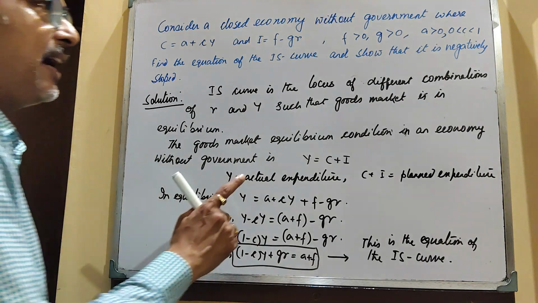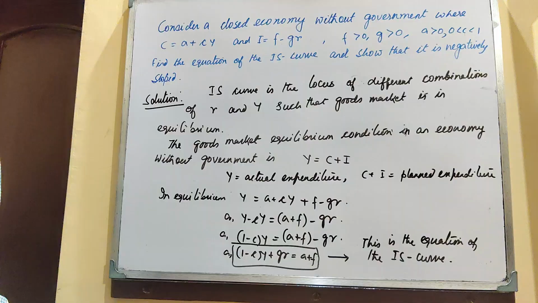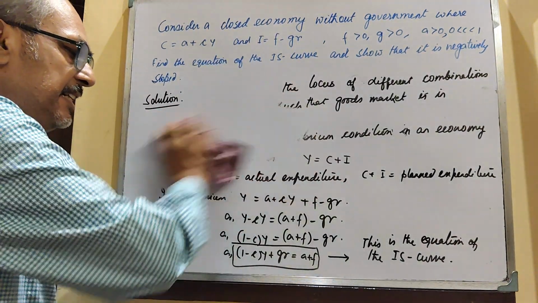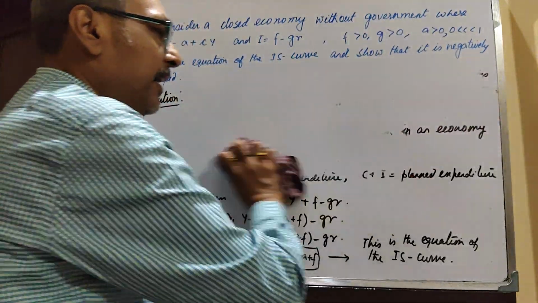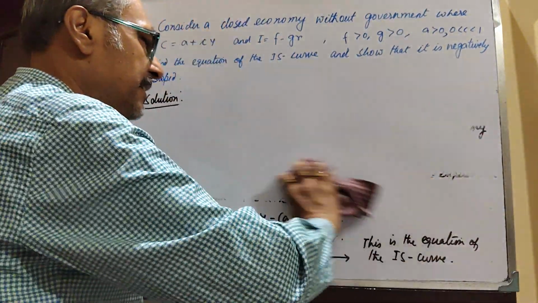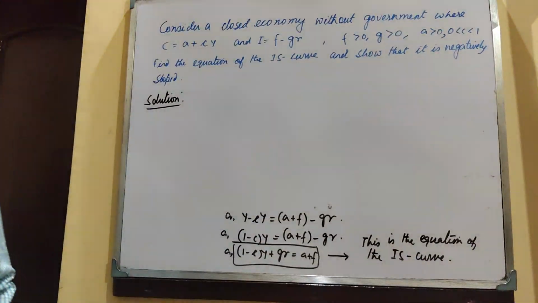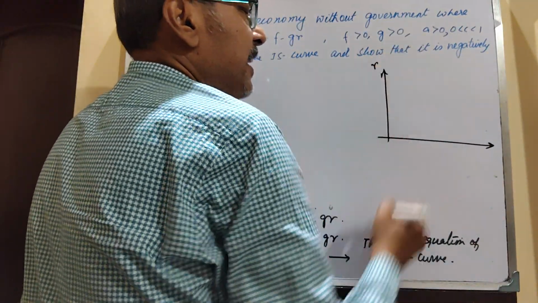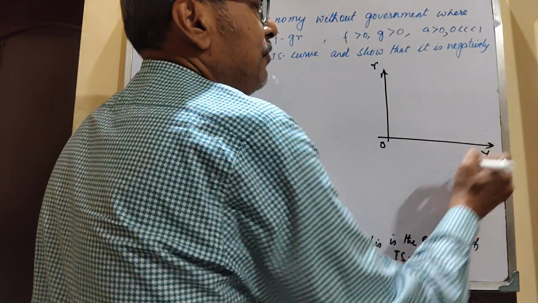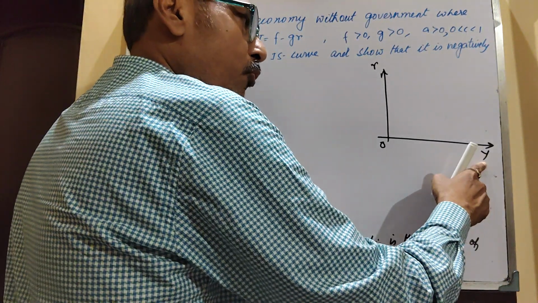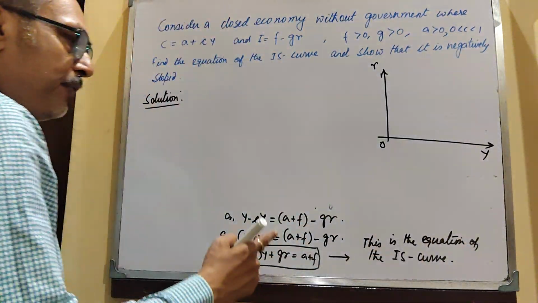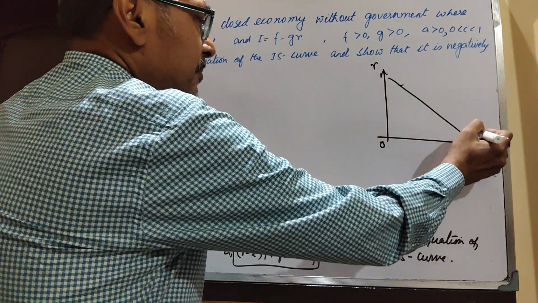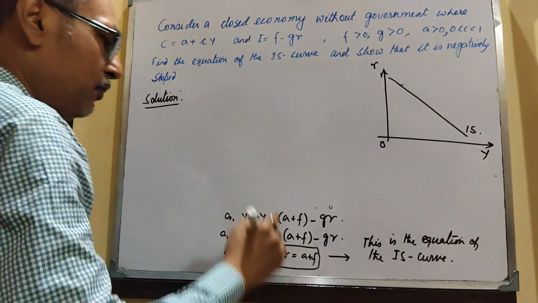Now we show that the IS curve is negatively sloped. What is the slope of the IS curve? The slope of the IS curve is dr dy. We draw the IS curve here. On the vertical axis we measure R, the real rate of interest, and on the horizontal axis we measure Y. The IS curve is downward sloping, and we show this now.